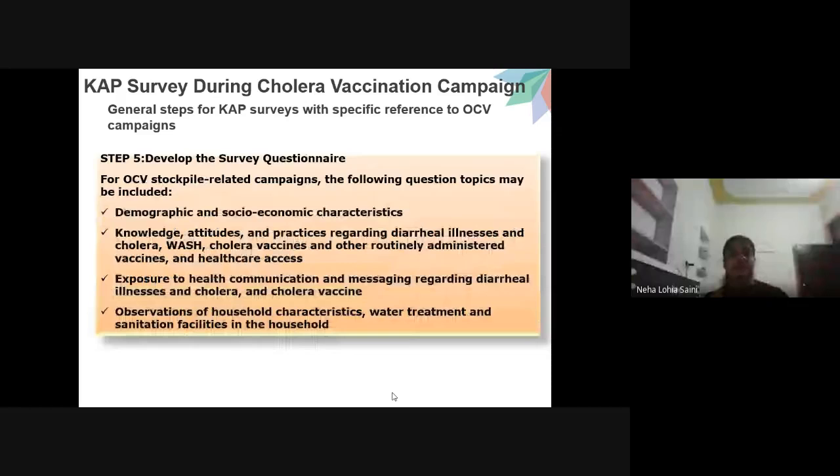Then again, for this kind of campaign, the following question topics can be included. As we suggested, demographic and socioeconomic characteristics questions will be required. Then questions on knowledge, attitude, and practices regarding diarrheal illnesses and cholera, WASH, cholera vaccines, and other routinely administered vaccines. Other vaccines also relevant to the hygiene and sanitation and healthcare access are important. So you will have to have the details about that also.